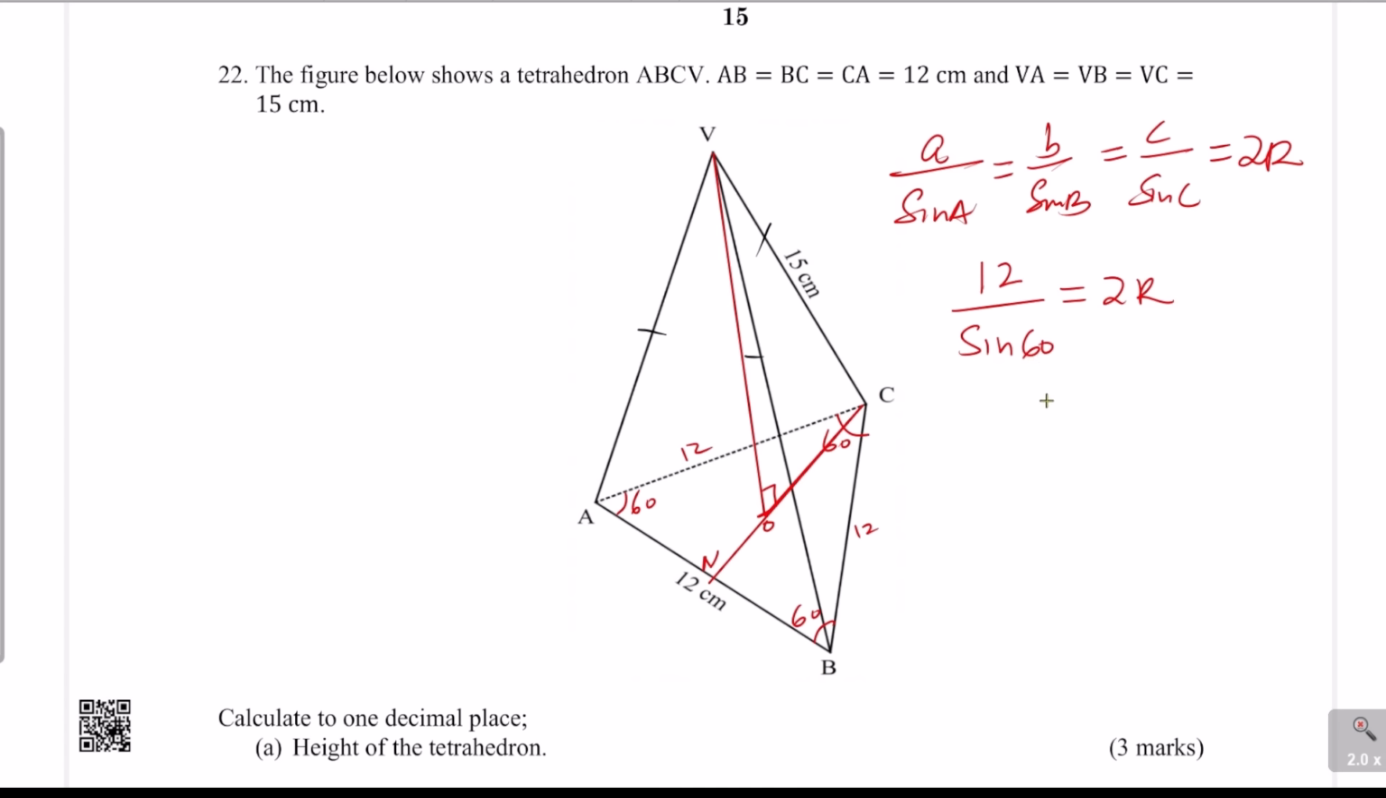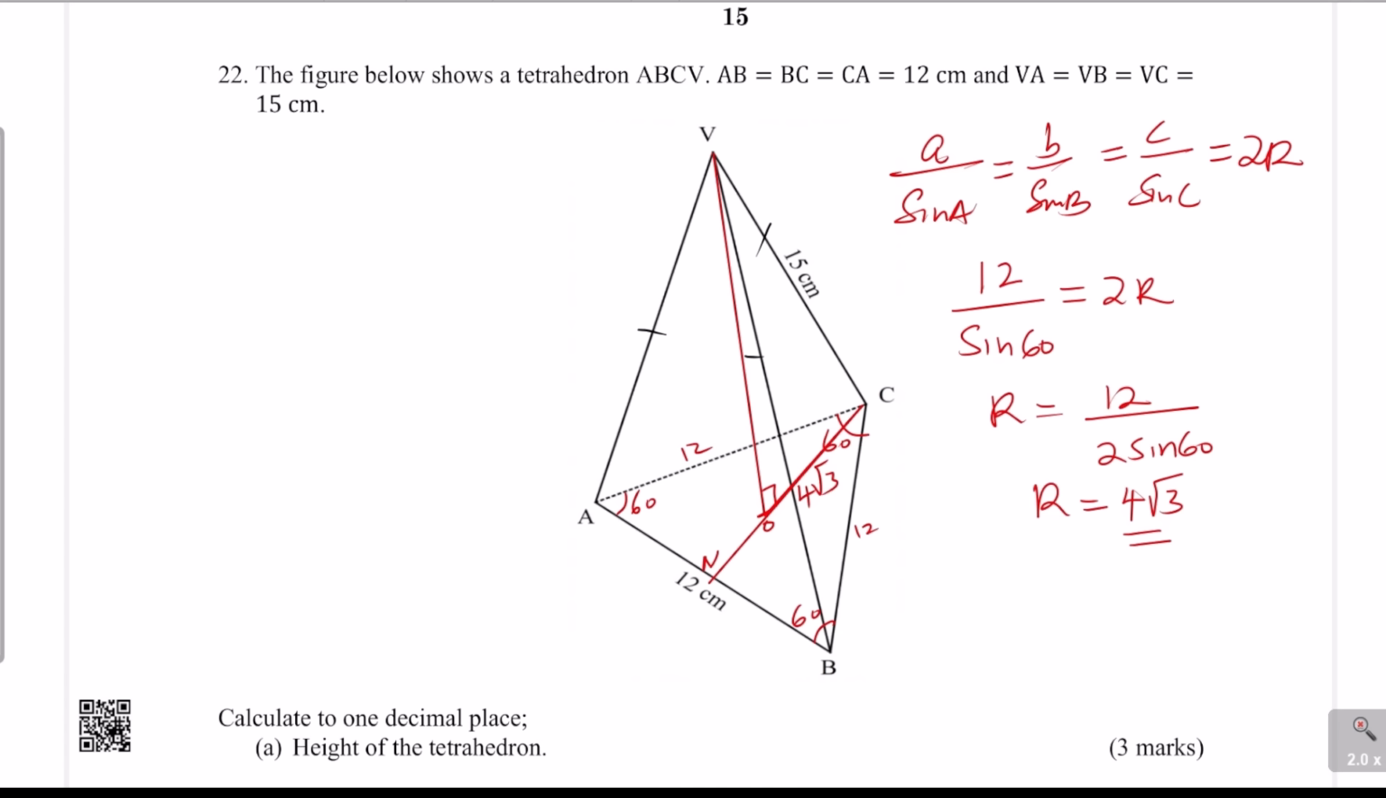So if you work this out using a calculator and make R the subject, R will be 12 divided by 2 sine 60. So the radius will give you 4 root 3. So that is CO, 4 root 3.